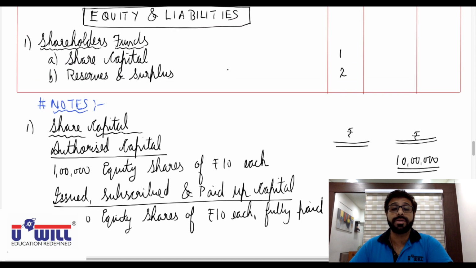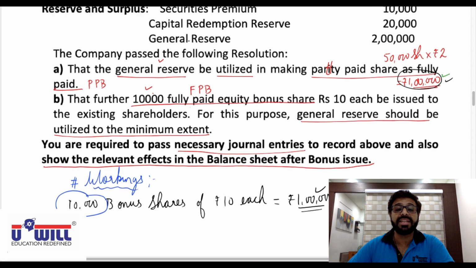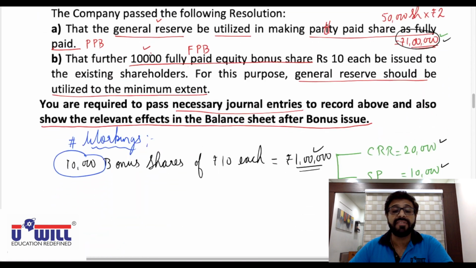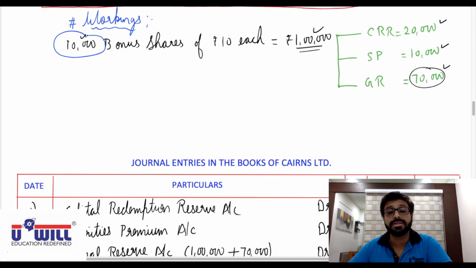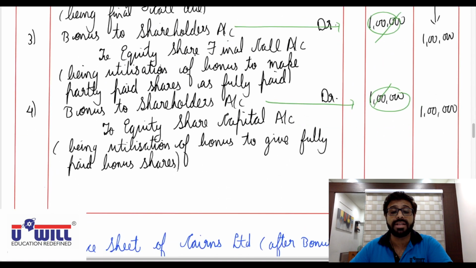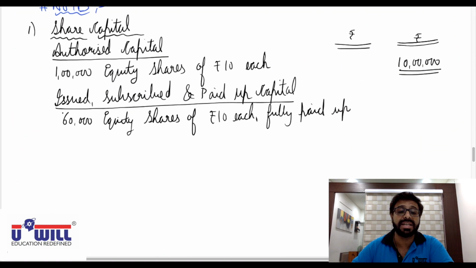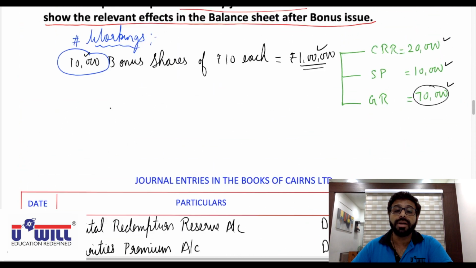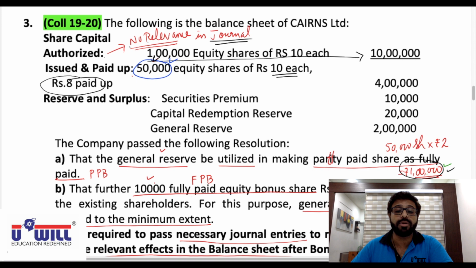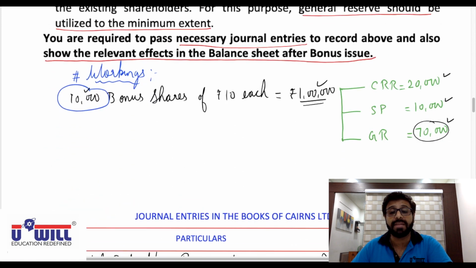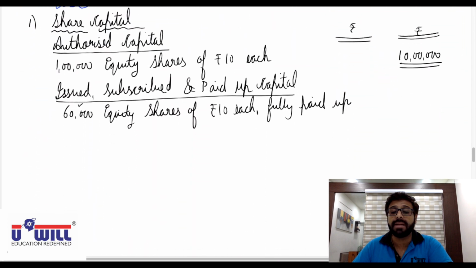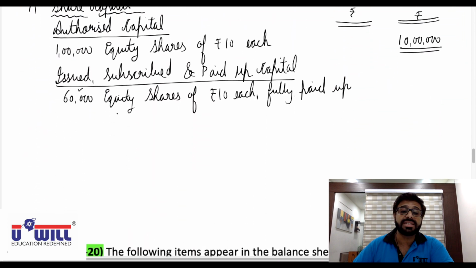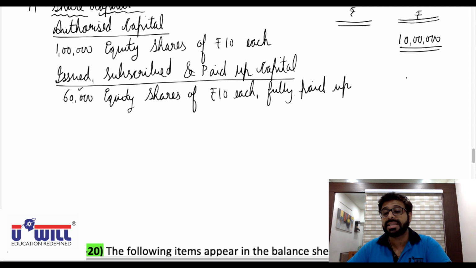Okay, I repeat it. Earlier we had 50,000 shares. We gave 10,000 fully paid bonus shares. So after the bonus, now in the balance sheet, company will have 50,000 plus 10,000, 60,000 total equity shares. Also, earlier in the balance sheet, there were 10 rupees shares but 8 paid up, partly paid up. Now company has given 2 rupees of partly paid bonus also. So now they become fully paid up. So 60,000 into 10, 6 lakhs would be the amount of share capital.